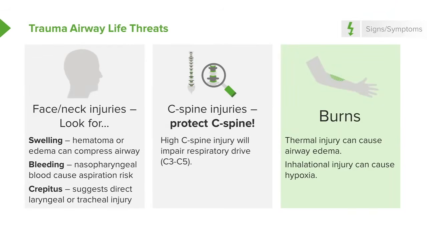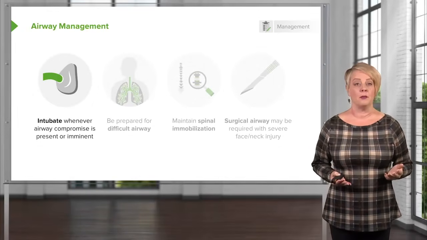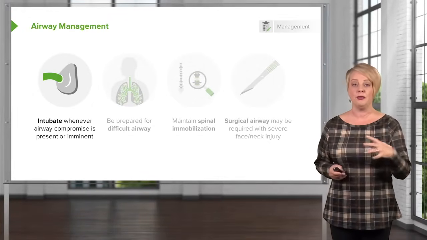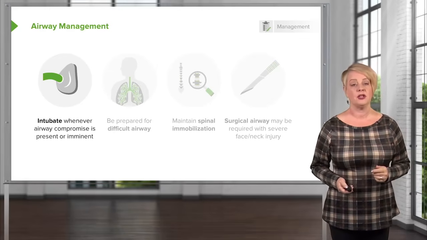Lastly, we just want to think about burns. We have a whole separate lecture about burns, and we'll talk about the burned airway there. But for patients who do have any kind of burn as part of their trauma, you want to just remember that thermal injury can cause airway edema, and inhalational injury can cause damage to the lungs, which in turn can make the patient hypoxic. So these are all things that you want to think about for the airway of an injured patient. Whenever you do identify airway compromise, either currently or you think it's going to imminently develop, you want to go ahead and intubate your patient.